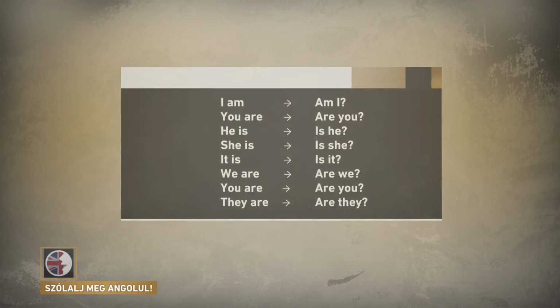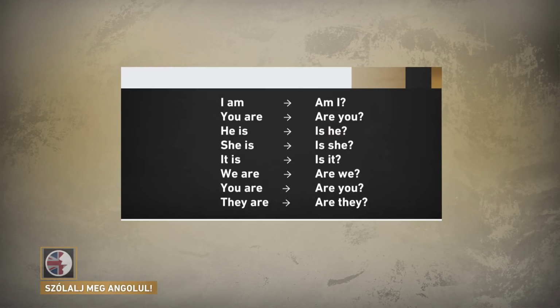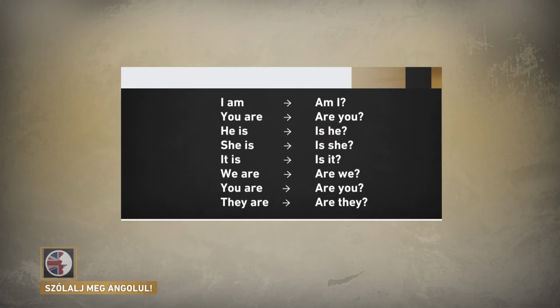So, show me the table. Am I? Are you? Is he? Is she? Is it? Are we? Are you? Are they? Simple. Okay. Now, let's take our sentence using where and from and change it into a question.